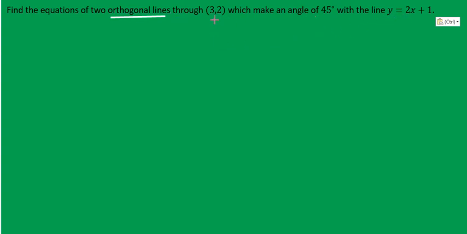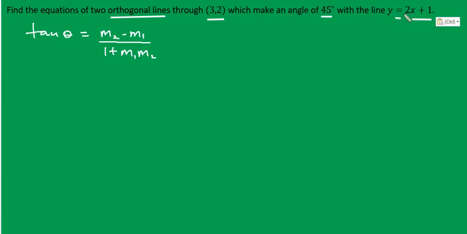These same lines pass through this point, and make an angle of 45 with this other line. So for the angle between two lines, tan theta, where theta is the angle between the lines, can be given as m2 minus m1 divided by 1 plus m1 m2. So we can find that angle by this expression, but now in this question the angle is given. So we have two lines making an angle of 45 with this other line.